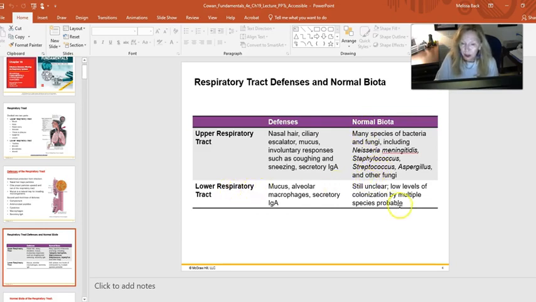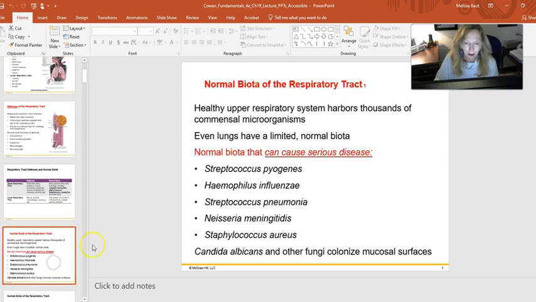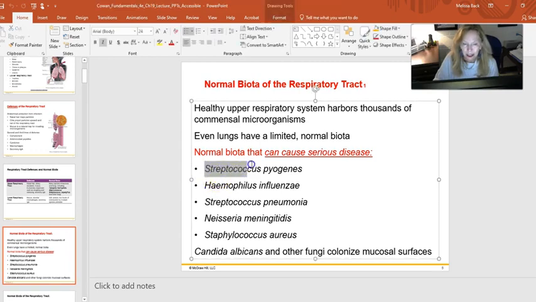The lower respiratory tract we tend to think of as not having as many microorganisms, but certainly sometimes they can be found there. The ones that cause serious disease, the names of these bacteria should all be familiar to you at this point. We've mentioned them quite often. Streptococcus pyogenes is that group A strep that we know is a common cause of what people call strep throat.